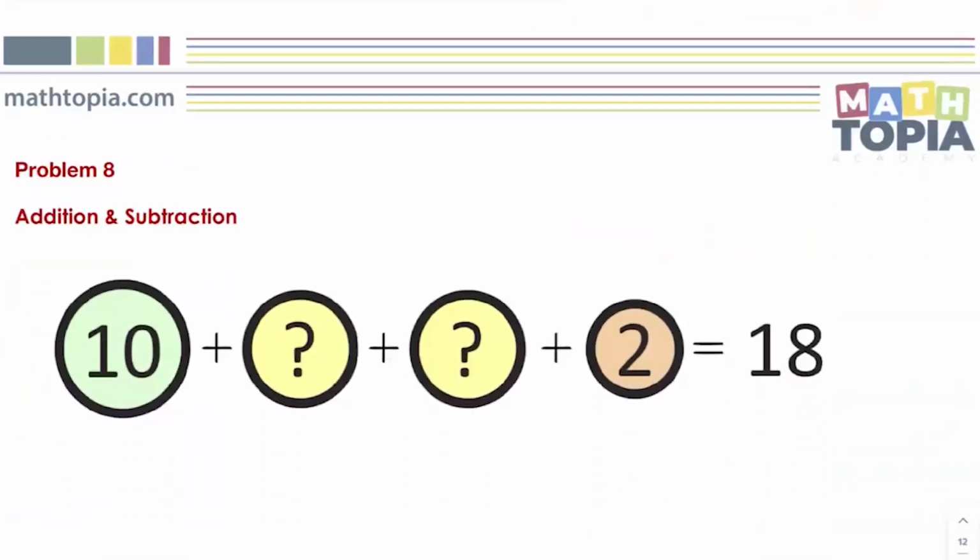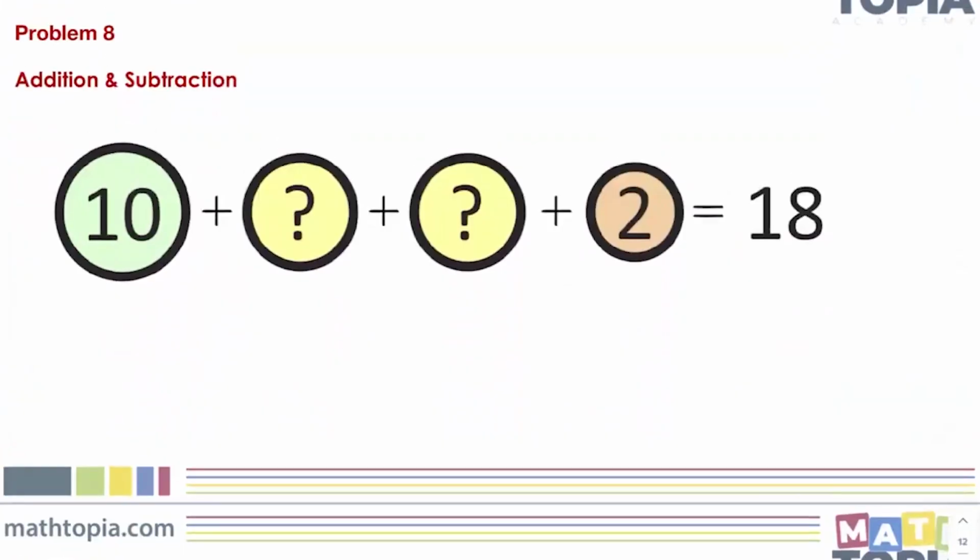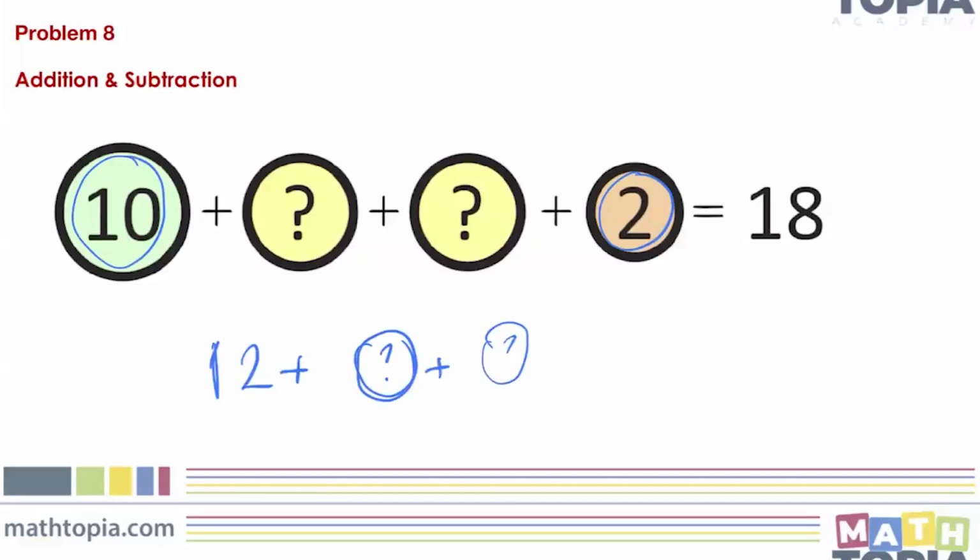We are moving to problem 8. Problem 8 is also related to the addition equation idea. Now the question marks' values are the same. Then think about this one. Sarah, let's think about it together. Sarah, what's the known number? What is 10 plus 2? That would be 12. 12 plus 2 same squares, circle, 18.